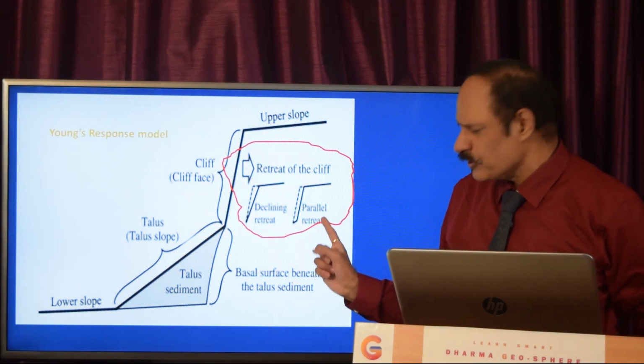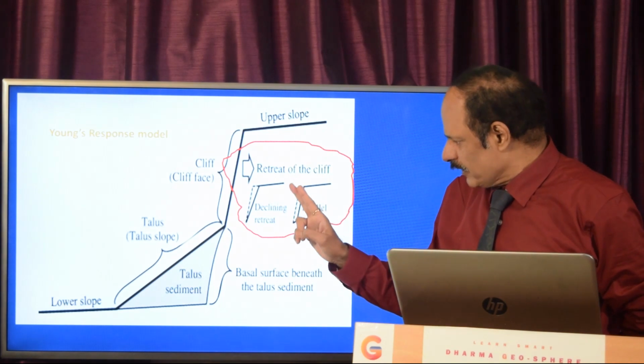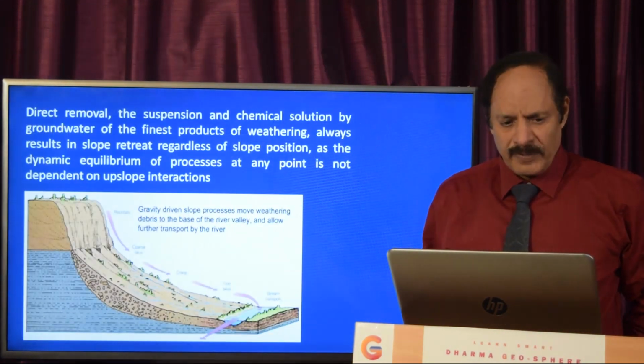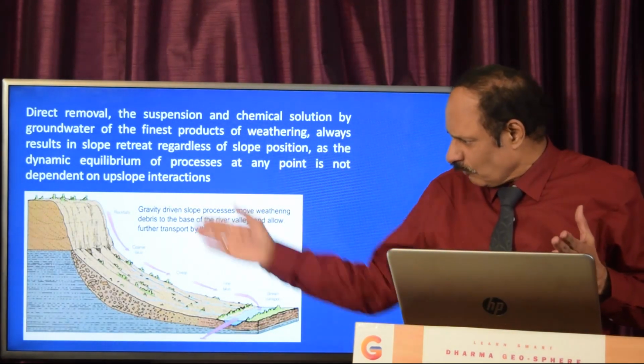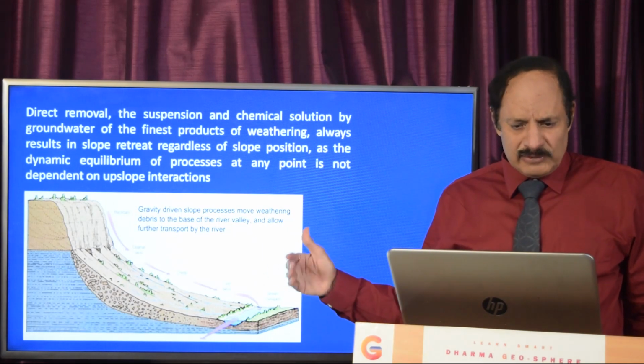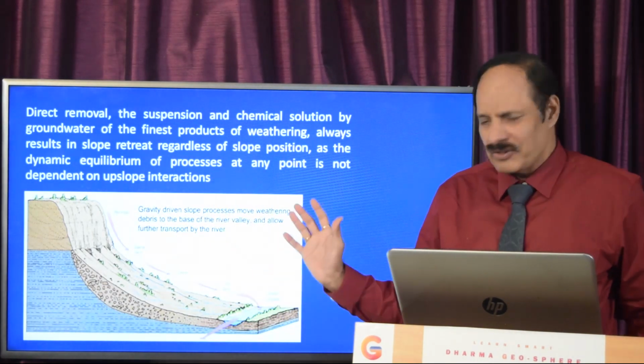Parallel retreat happens only because of downward movement of debris along the slope, whereas the declining retreat happens because of the added transport element. So this is how it can also be shown by direct removal, suspension and chemical solution by groundwater, etc., and how a dynamic equilibrium of the process is reached.